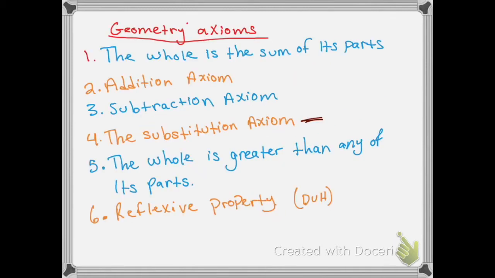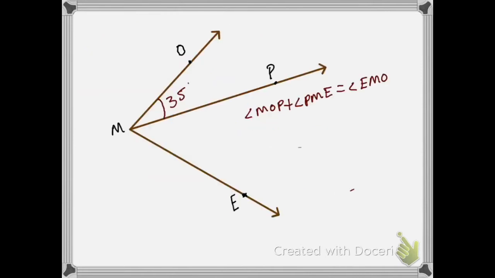Okay, now let's look at the other axiom. So we are up to the substitution axiom, number 4. That one tells us that if I have this case where I know that one of the angle measures is 35, for example, I can substitute that. I can say that instead of writing MOP, this whole thing is 35 plus angle PME equals angle EMO. That's all that says, okay? Substitution.